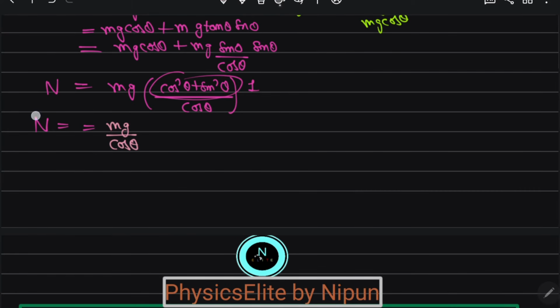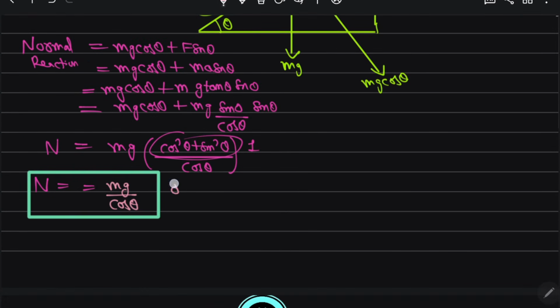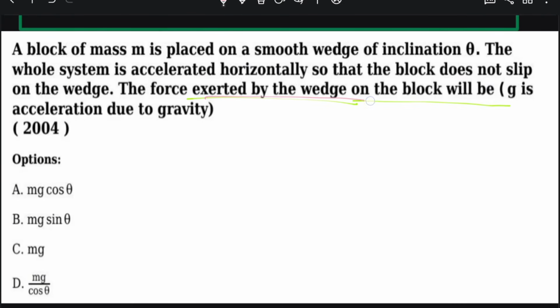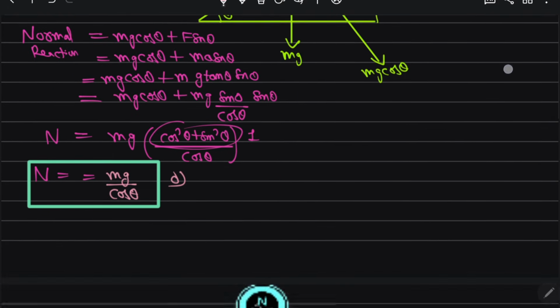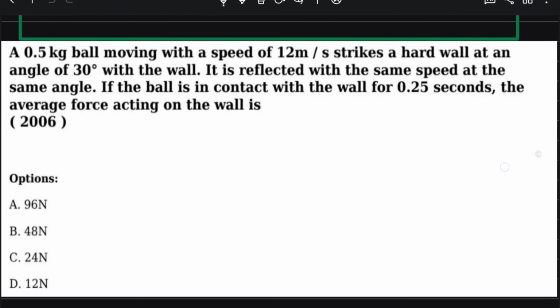So which option? Option D is correct. This is a very good question. Initially when you read the question, you can't visualize what they are asking. They are asking the force exerted by the wedge on the block, which is actually the normal reaction. So I proceed to the next question.